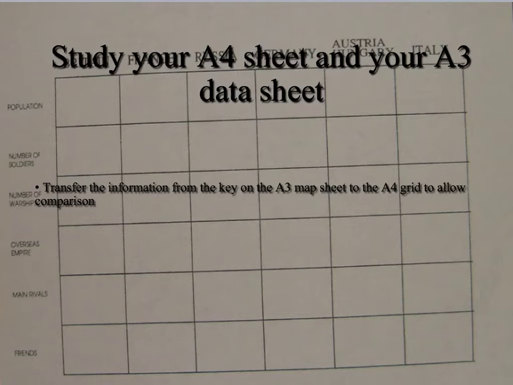Your third task is to use your A3 map sheet with all the information about the various strengths of each of the countries and transfer that information from the map sheet onto your grid. Now please be aware when you're doing this task that you are simply transferring information from the A3 map sheet to your A4 grid. You are not doing anything more than copying over information. Please study the key on the A3 map sheet and see which square on this grid needs to be filled out with which bit of information.